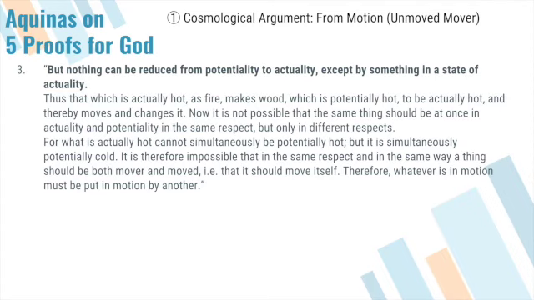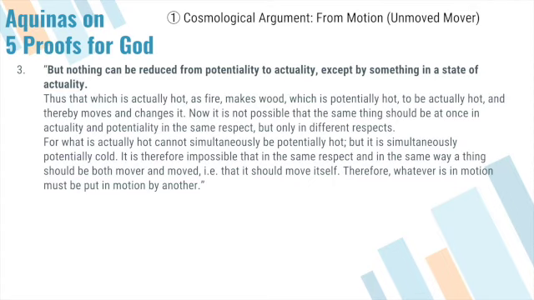Now it is not possible that the same thing should be at once in actuality and potentiality in the same respect, but only in different respects. For what is actually hot cannot simultaneously be potentially hot, but it is simultaneously potentially cold, right? So a piece of wood, if it is burning, is potentially cold, because once you blow the fire out, now it actually is cold. But now that it is actually cold, it is potentially hot once you set it on fire. You see how potentiality and actuality work?